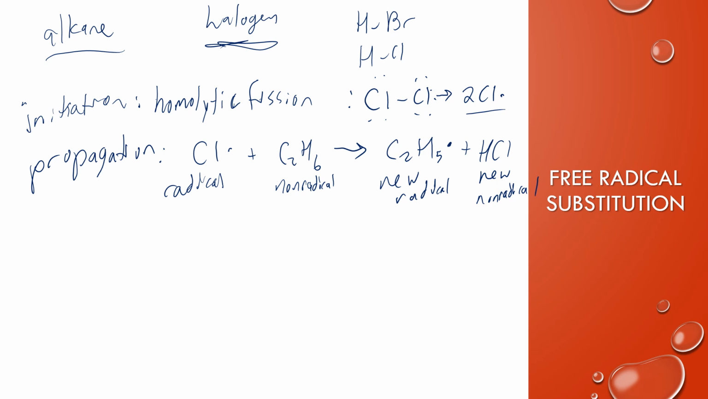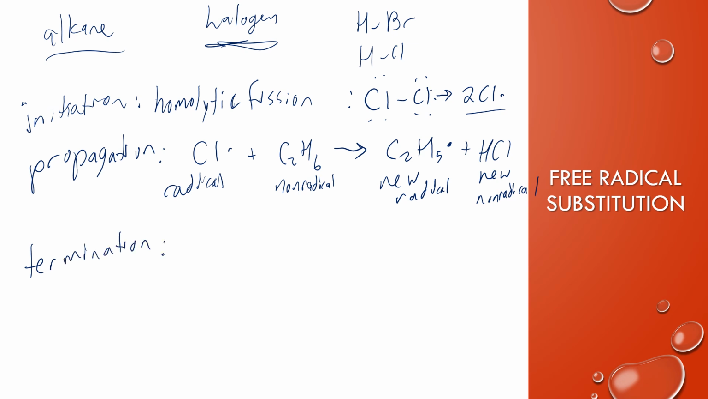Now, this can happen a number of different times. As long as you have enough radicals to react with enough non-radicals, it's going to happen. Eventually, you need to terminate the reaction. So termination is the third step.